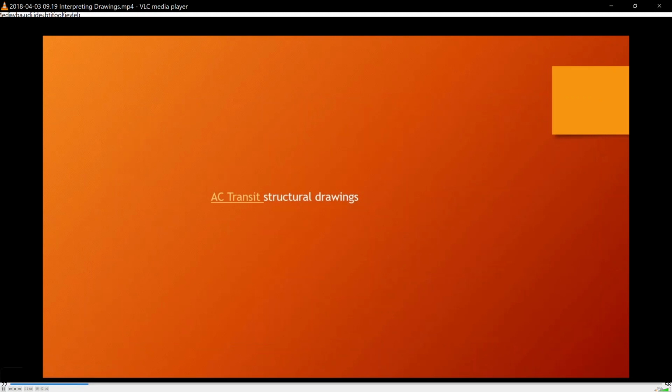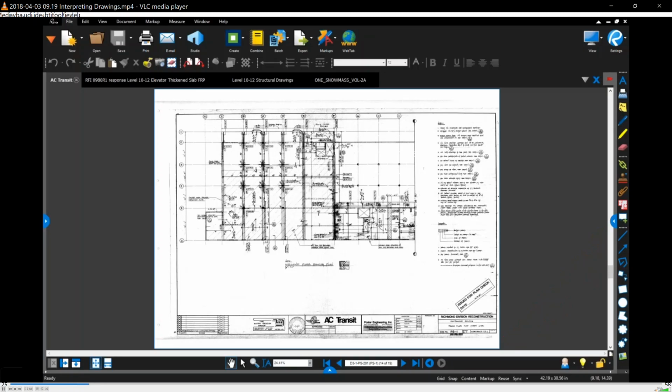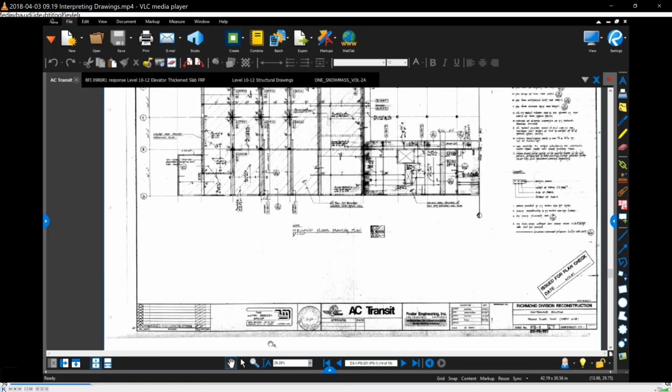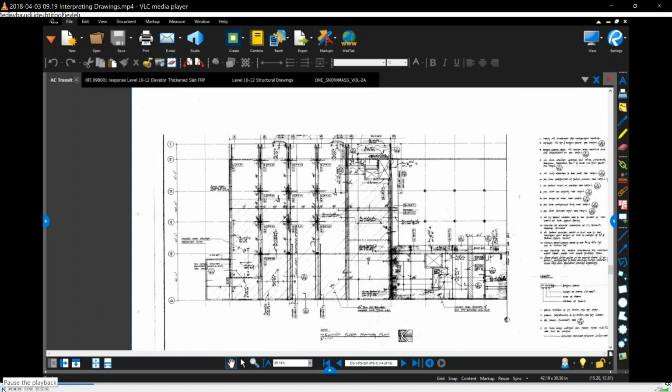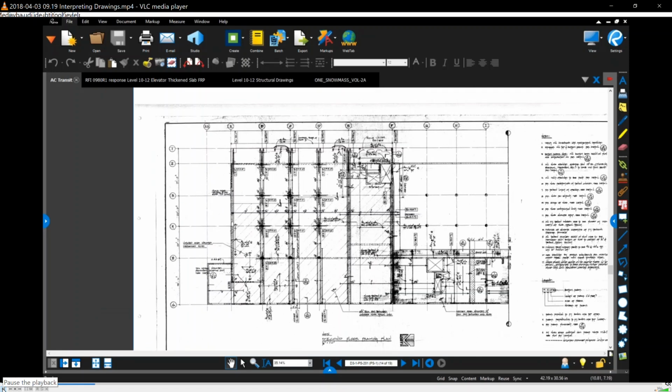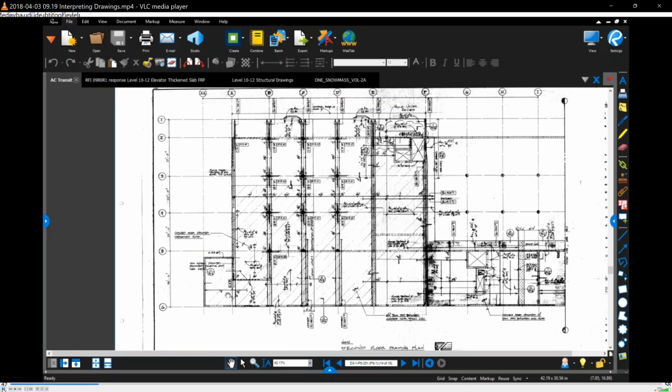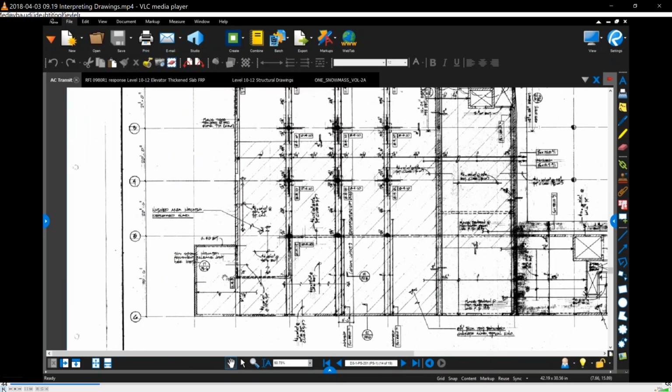So on AC Transit, another project we worked on, here are some drawings I pulled up. This is my old design firm, Audrey Design Group. I used to work there, so I know this style of drawing somewhat like the back of my hand, meaning I'm very familiar with it. So I want to walk you through this post-tension slab.